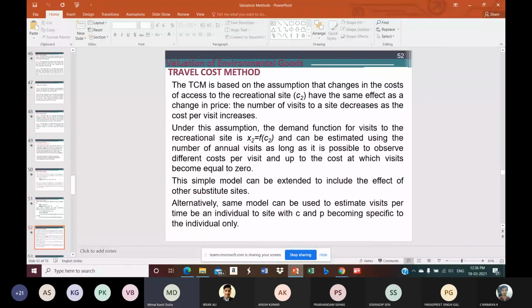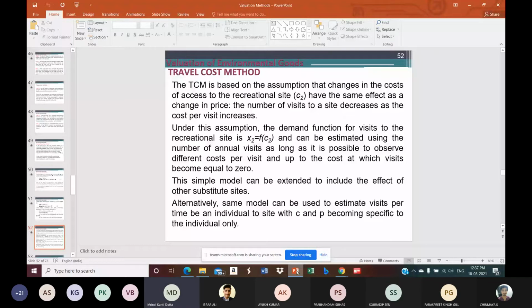Now, this total travel cost method is based on the assumption that changes in the cost of access to the recreational site have the same effect as a change in price. It is almost similar to the price in a sense. So the number of visits to a site decreases as the cost per visit increases. We're talking about the access cost over here, access to recreational site C2. So if C2 increases, the number of visits to the site will go down.